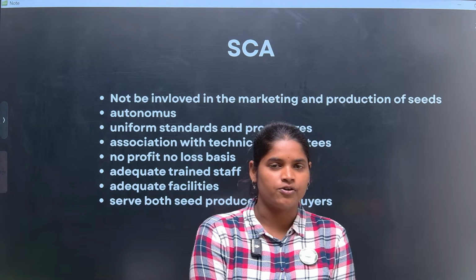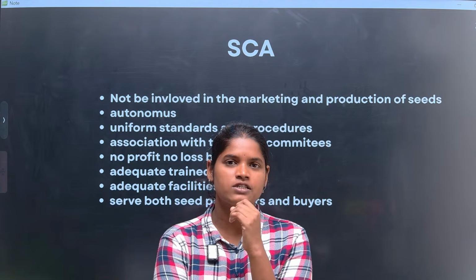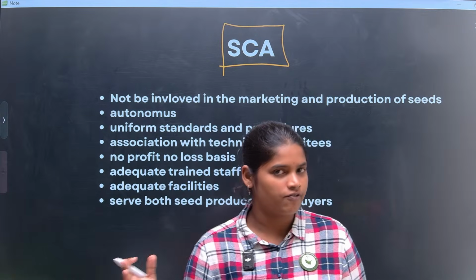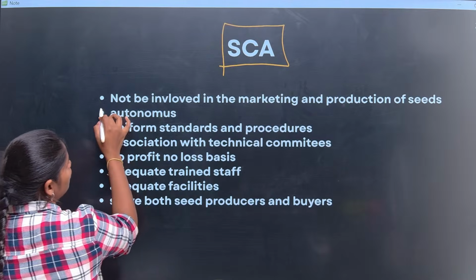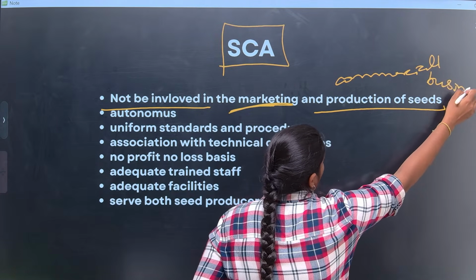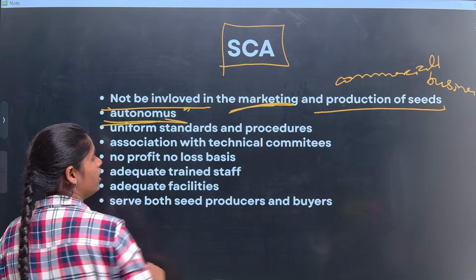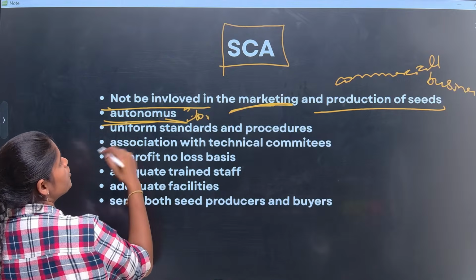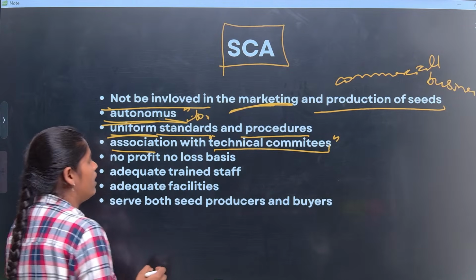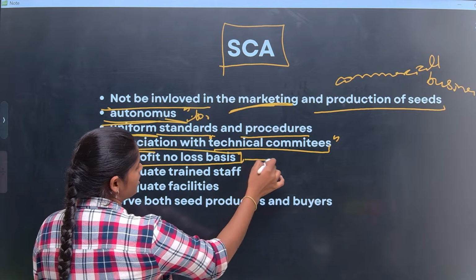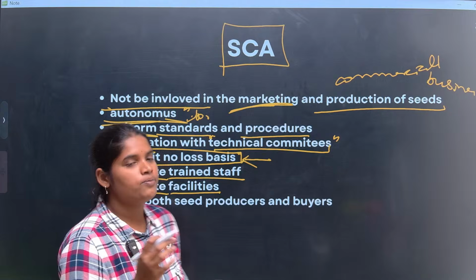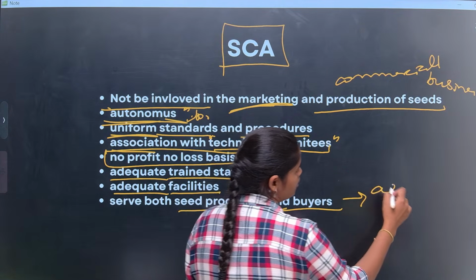We talked about everything on seed certification. Who is actually responsible for undertaking the complete process of seed certification? That is the seed certification agency. So what are the basic requirements or conditions for a seed certification agency? Point one: it should not be involved in any marketing or production of seeds, that means no commercial business. It should be autonomous, not under any government or private agency. It should provide uniform standards and procedures, and have some association with technical committees. The long-term objective is a no profit, no loss basis. It should have adequate staff and facilities, and the main objective is to serve both producers and buyers and assure quality seed.